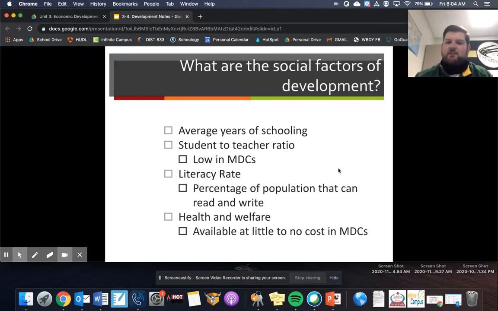Student to teacher ratio: it's lower in MDCs, it's higher in LDCs. The literacy rate, the percentage of the people that can read, tells us something about development. The higher that number is, the more developed your country is. Health and welfare are available very cheaply in MDCs. So the lower the cost, the more developed it is. The higher the cost, the less developed it is.